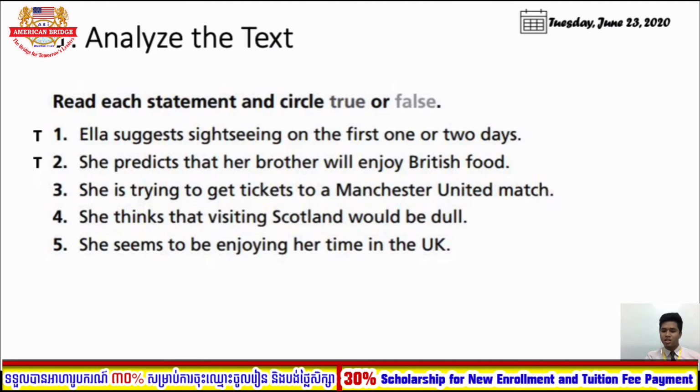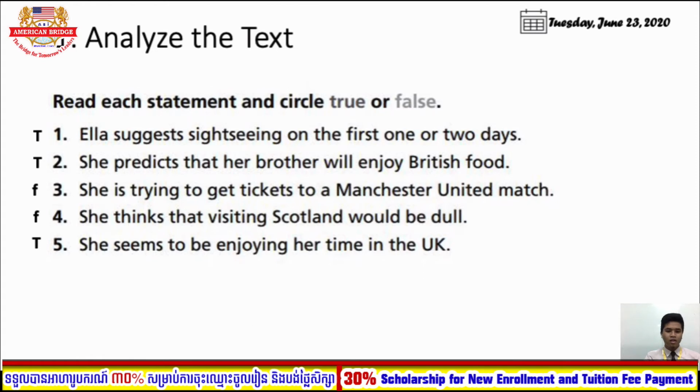Maybe true? But no, it is false. Number 4, she thinks that visiting Scotland would be dull. Is it true? Dull means boring. Actually, she thinks it will be fun and interesting. Number 5, she seems to be enjoying her time in the UK. Yes, it is true. Good. So everyone, after you do the reading activity, I hope you can answer these 5 statements and decide which one is true and which one is false.